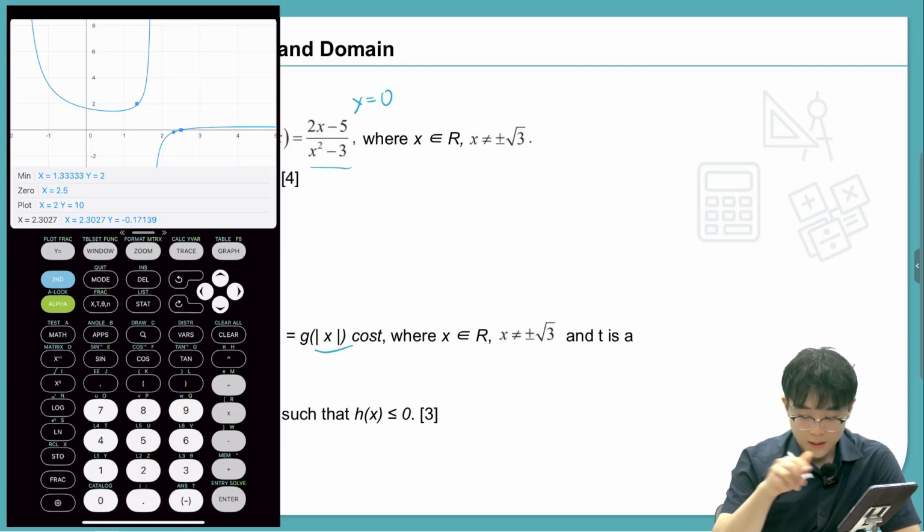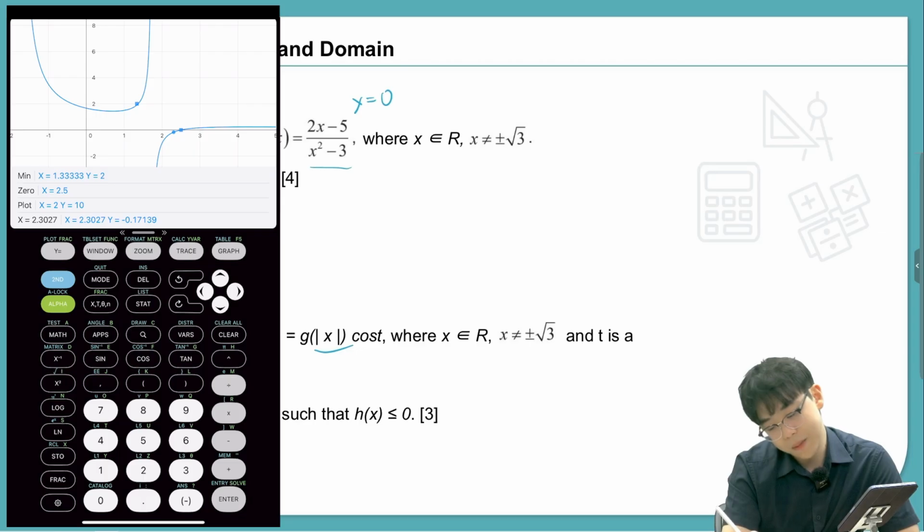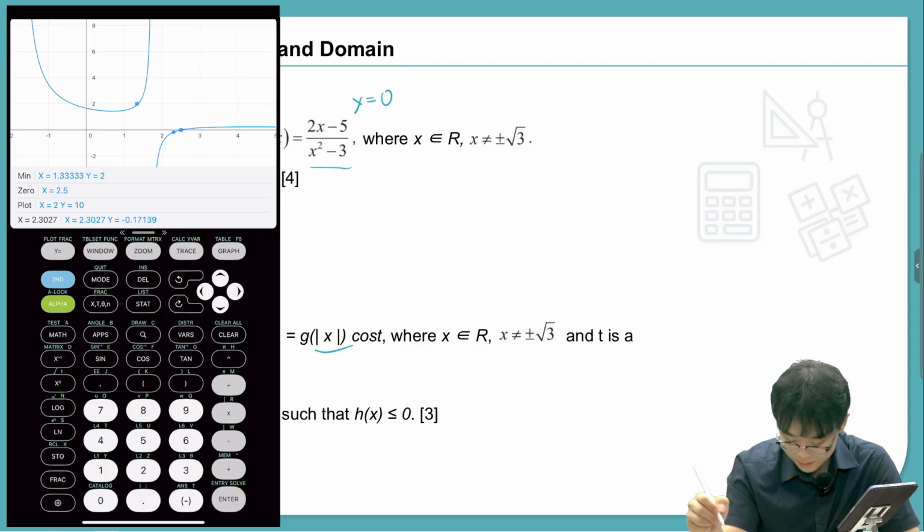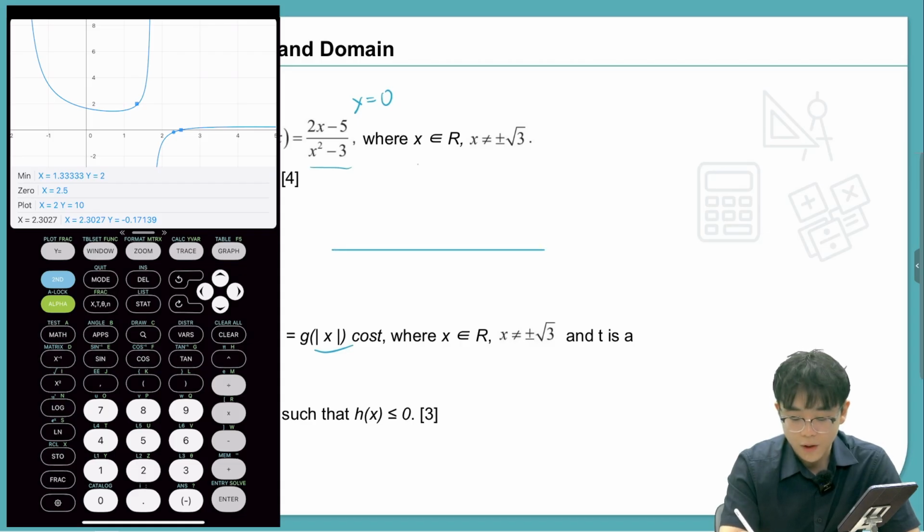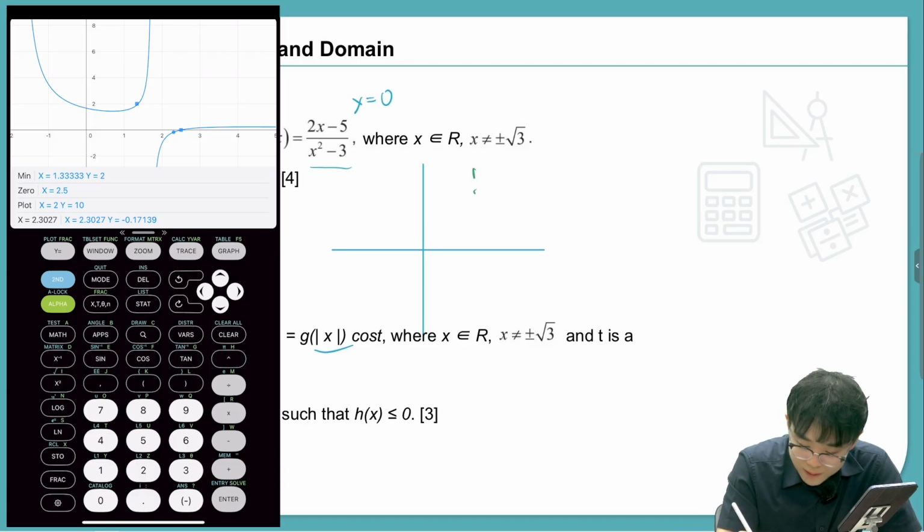Okay, and x can't be plus or minus root 3. That's understandable because that would mean the denominator is going to be 0. So we go to infinity. So I would write x cannot be root 3, and x cannot be negative root 3.